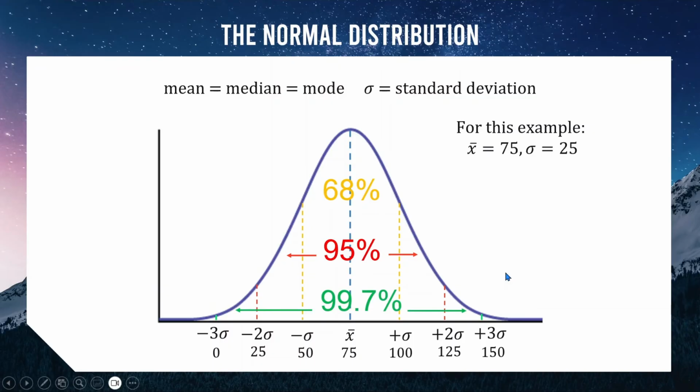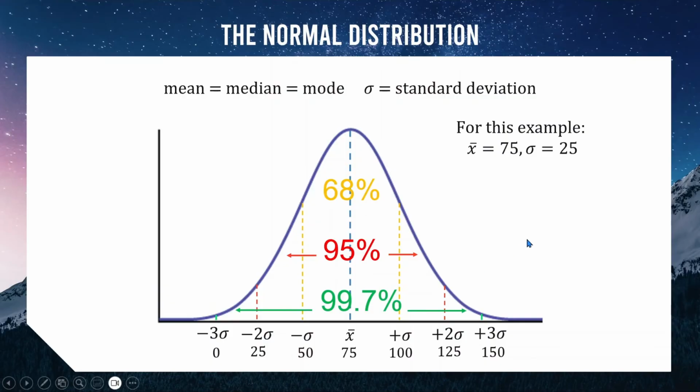Anyway, so 3 down and 3 up is going to be almost the entire data set. You're going to be having 99.7% of your data set between these two numbers. Okay, so these are the 3 magic percentages we're working with for most questions in this topic. 68 between 1 up and 1 down. 95 is 2 up and 2 down, and 3 up and 3 down is 99.7%.